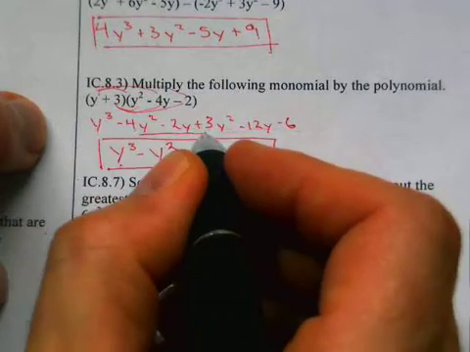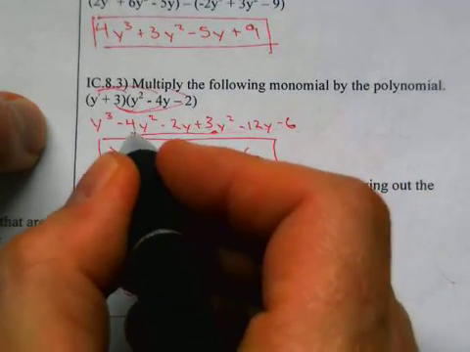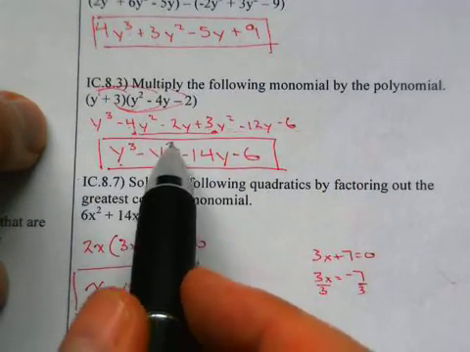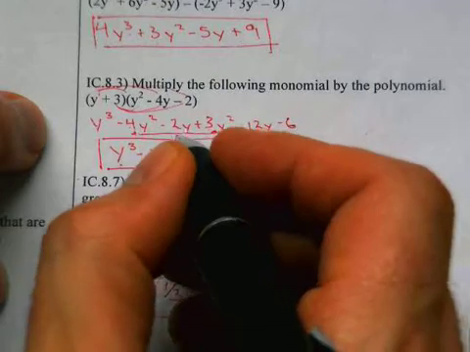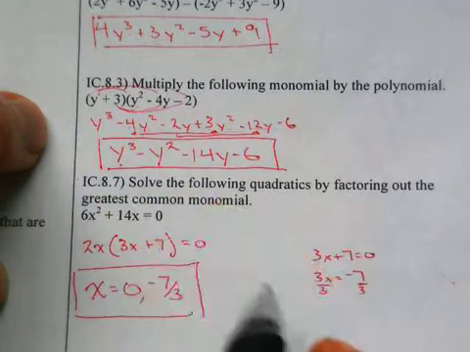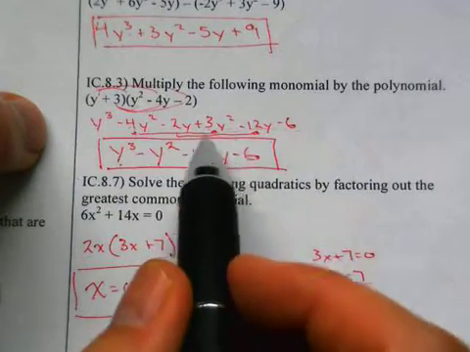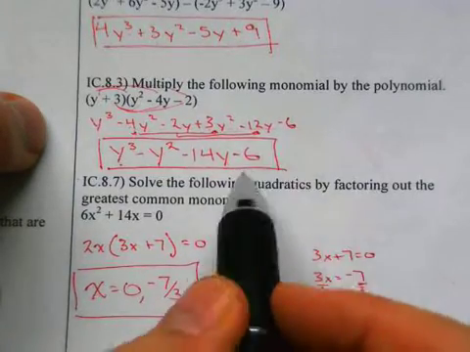So these two match up. And I'll add them just like I did up here. So negative 4 plus 3 is negative 1, so negative y squared. The negative 2y matches up with the negative 12y. Negative 2 minus 12 would be negative 14y. And then nothing matches up with negative 6, so I just put it there.